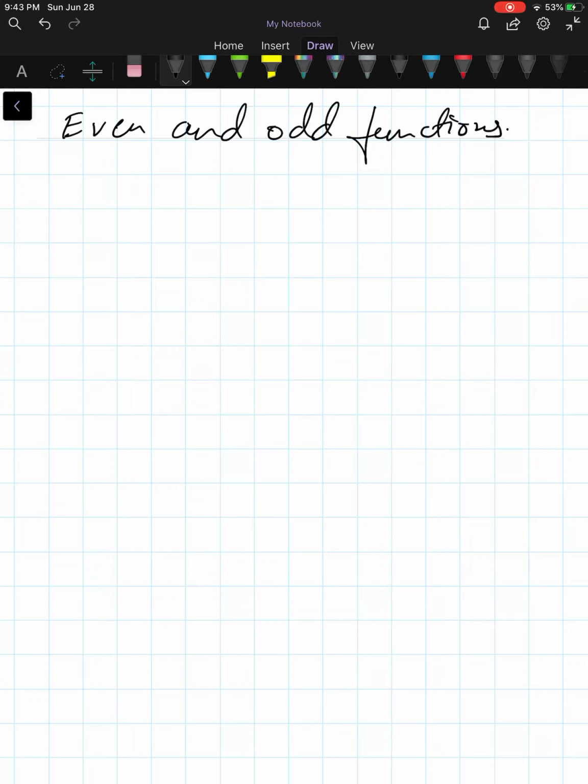Hello everybody, this is the last part of section 2.6 where you will learn about even and odd functions. So let me define even and odd functions for you. Let f be a function. So this is the definition. Let f be a function.